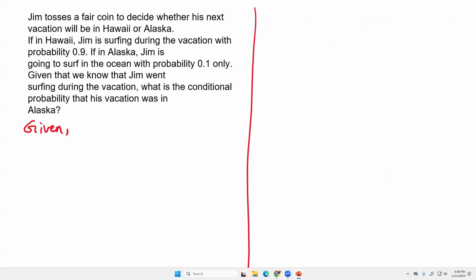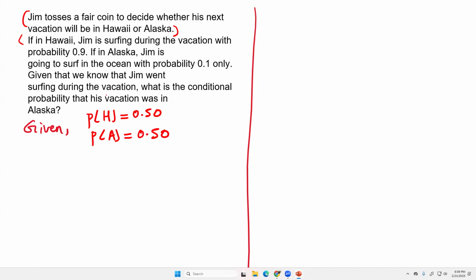So Jim tosses a fair coin to decide whether his next vacation will be in Hawaii or Alaska, right? So let's deal with this first line here. So what is the probability of him going to Hawaii? 50%, right? He's tossing a fair coin. So he can either go to Hawaii or Alaska with 50-50 probability. So probability of H, let's say H means Hawaii, is 0.50, and probability of Alaska is also 0.50.